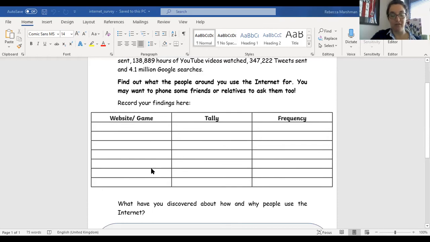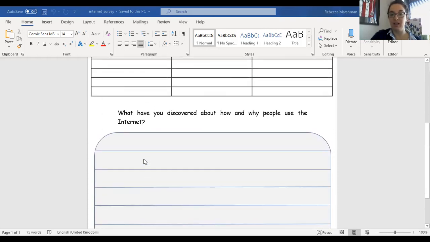Once you've done that, once you've got a few ideas from the people around you, I'd like you to write a few sentences about what you've discovered. So again, as I always say, full sentences, capital letters, full stops, letters on the line, finger spaces, you guys know the drill. So I'd like you to write down what you've learned.